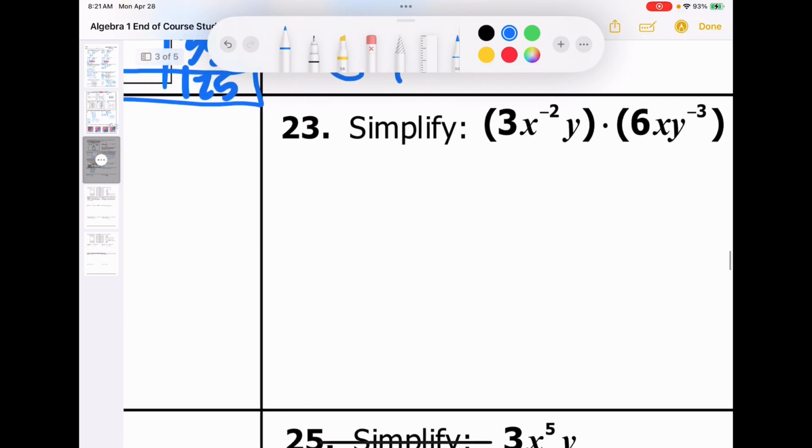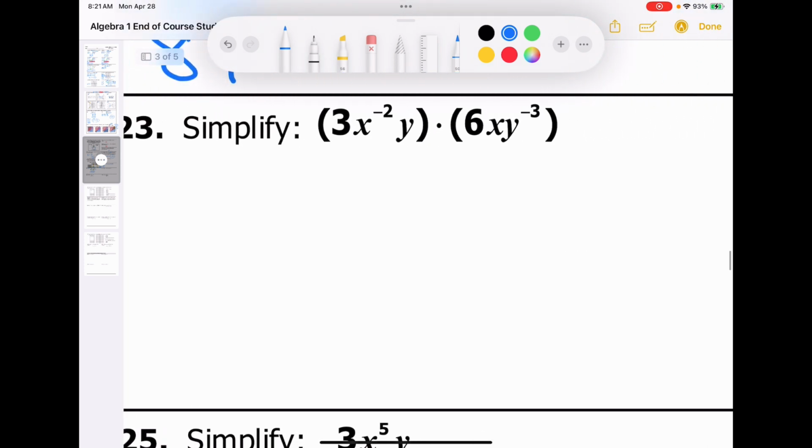All right, 23, we have parentheses again, but we don't have any exponents on the outside of the parentheses. So we just have two things being multiplied together. So we're going to multiply our coefficients. So 6 times 3 is 18. And then we're going to add our exponents. So this x over here has a 1. So I'm going to do negative 2 plus 1, which is going to give me negative 1. And I'm going to do 1 plus negative 3, which gives me negative 2.